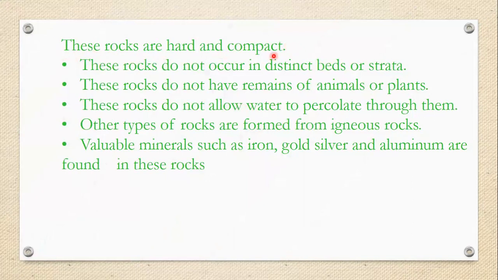These rocks are hard and compact. The rocks do not occur in distinct beds or strata. These rocks do not have remains of plants or animals. These rocks do not allow water to permeate through them. Other types of rocks are formed from igneous rocks. Valuable minerals such as iron, gold, silver, and aluminium are found in these rocks.